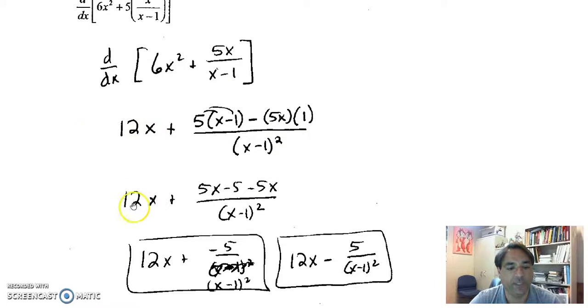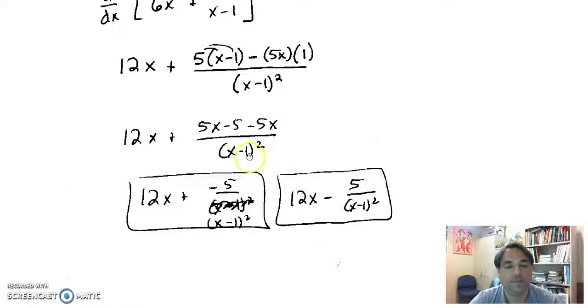Now the 12x we continue to bring down, but we can distribute the 5. 5 times x is 5x, 5 times 1 is 5, so 5x minus 5. Negative times 5x times 1 is minus 5x. Keep on bringing down the 12x. 5x minus 5x is 0, so we're left with negative 5 over x minus 1 squared, which would be your final answer of 12x minus 5 over x minus 1 squared.